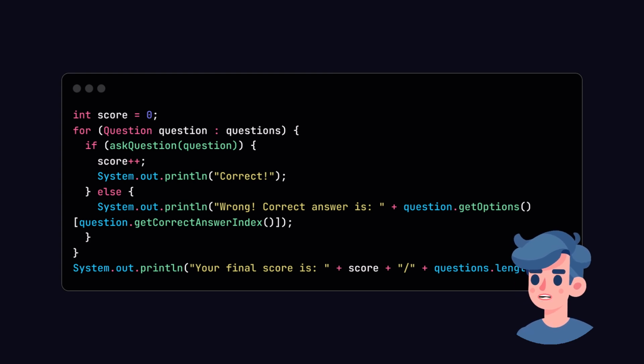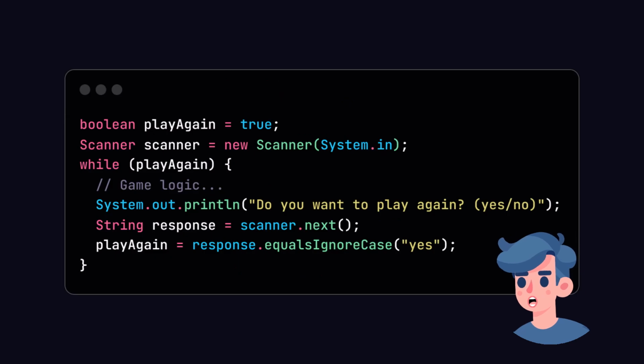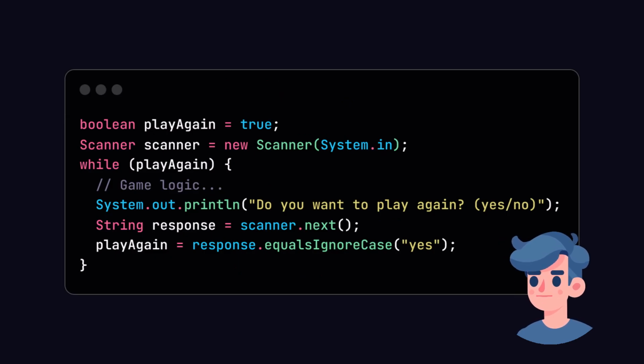We'll loop through our questions and keep track of the score. With this, we've completed our quiz game's core logic. Let's summarize our quiz game class with everything we've implemented so far. Now, let's improve our game a little. We can add a feature to play again after finishing the quiz. We'll ask the user if they want to play again. For this, we need to wrap our game logic in a loop.